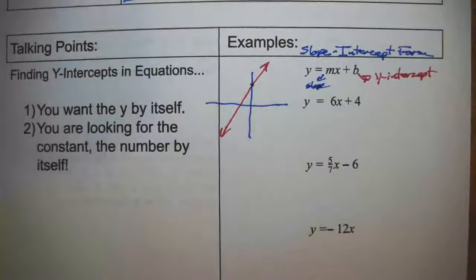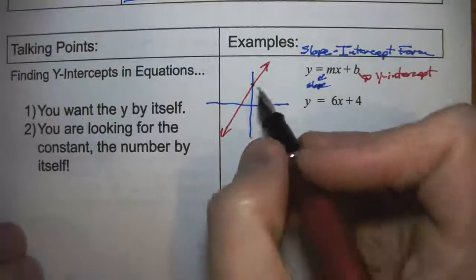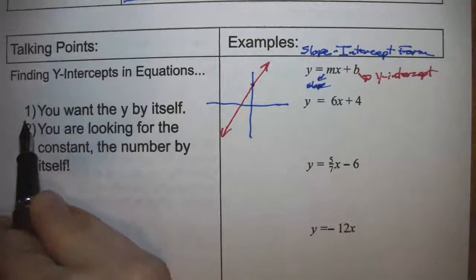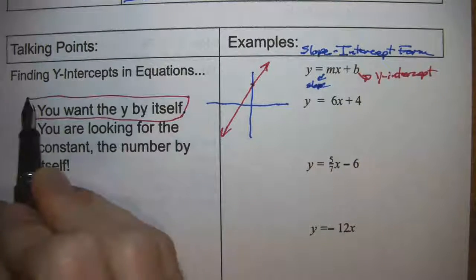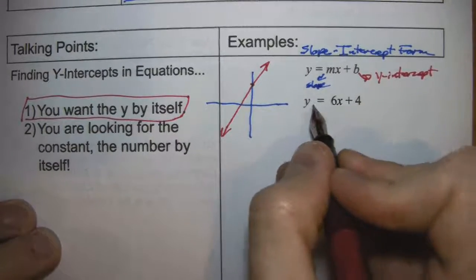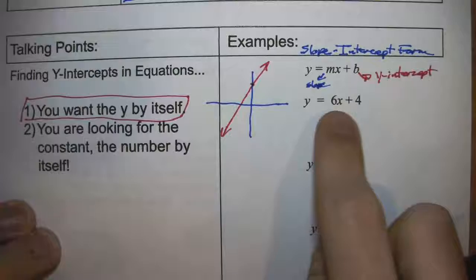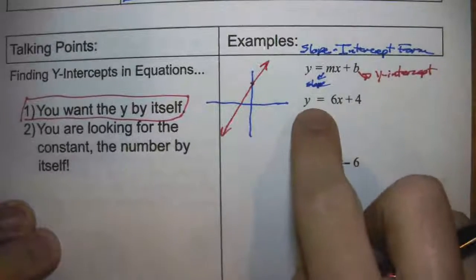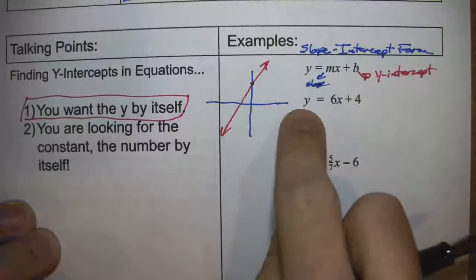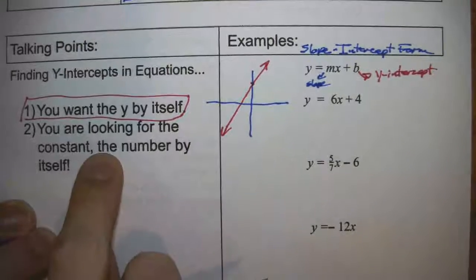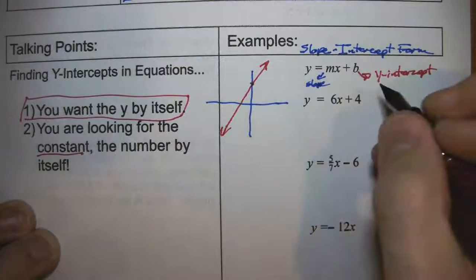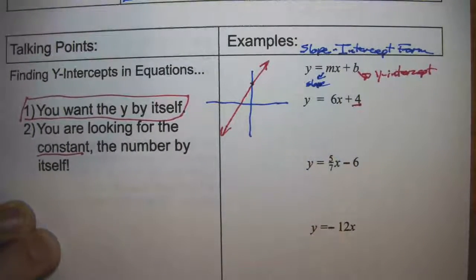So here's how we can find y-intercepts, this crossing point, just by looking at the equation. The first thing you want to know is that you want to have y all by itself. In other words, we want our equation looking like this, where we've got just y equals something. In this case, y equals 6x plus 4. We don't want anything else with the y, just y equals, all right? And then we're going to look for the constant, in other words, the number that is by itself. So here is my constant in this case, my 4.